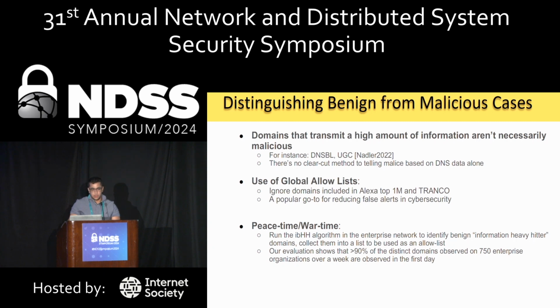So what we propose is using one method, which is basically you take a popularity list, for example, Tranco, which is a way to rank domains by their popularity. This is not very unique, it's kind of popular in this field, or in cybersecurity in general. And the second is what we call peacetime, wartime. We're essentially running the algorithm in the enterprise network for some time. We propose 1 day because we saw that more than 90% of the distinct domains that are observed over a week are observed in the first day. So this will enable us to compose a list of benign information-heavy domains and collect them into an allow list.